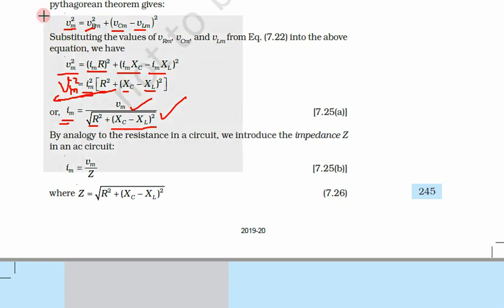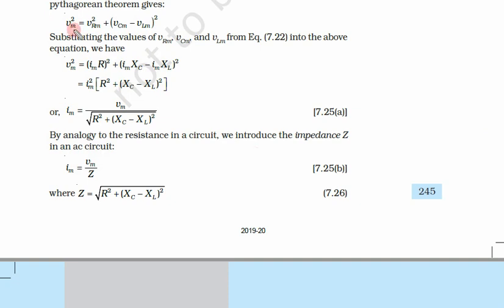So what we did, we put the values of Vrm, Vcm and Vlm. So this is Im R square, this is Im Xc minus Im XL, square of this, and we take Im square common. This is R square plus Xc minus XL square. So Im is equal to, we take the square root, Vm divided by the square root of R square plus Xc minus XL square. So we have defined a relation between voltage and current for the source.